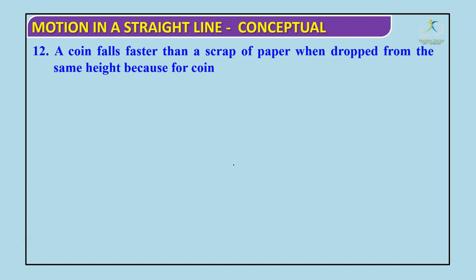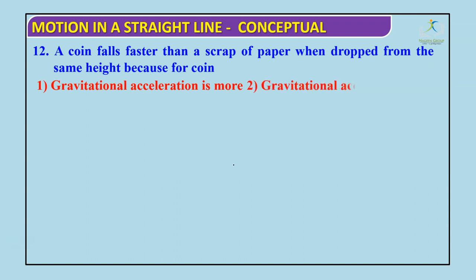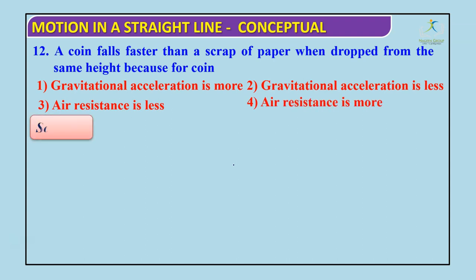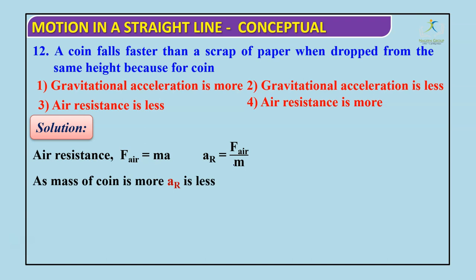Next question is: a coin falls faster than a scrap of paper when dropped from the same height because, for a coin, the options are: gravitational acceleration is more, gravitational acceleration is less, air resistance is less, air resistance is more. Solution of this question: air resistance F_air is equal to m a, and a_air is equal to F_air divided by m.